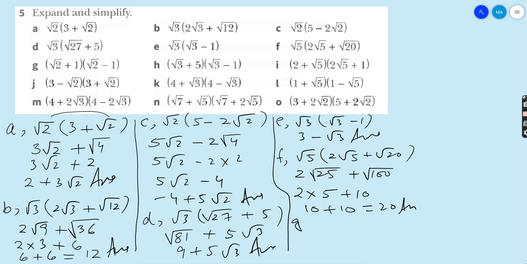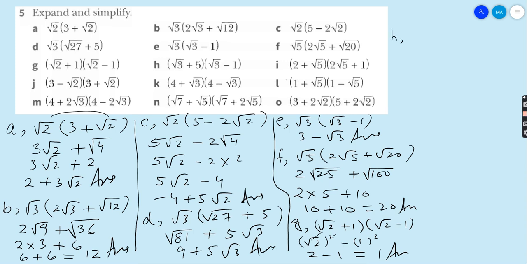G. G is root 2 plus 1 into root 2 minus 1. This can be done directly if you know the formula: a plus b into a minus b is always equal to a squared minus b squared. So it will be root 2 squared minus 1 squared. Square and root cancel, so 2, and 1 squared is 1. 2 minus 1 is 1. Answer of part G is 1. Hope you understand.